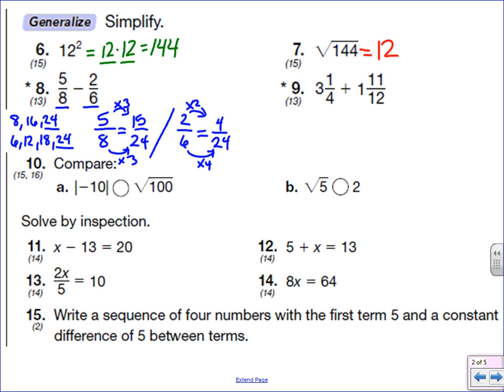So now I'm going to rewrite this problem up here using my equivalent fractions. So I have 15/24 in place of 5/8 and 8/24 in place of 2/6. And when I subtract fractions, I subtract the numerators once they have common denominators. So 15 minus 8 is 7. And I leave the denominator the same, over 24.